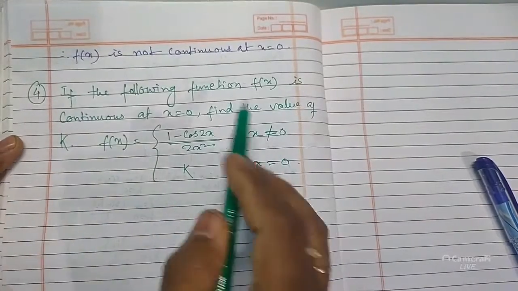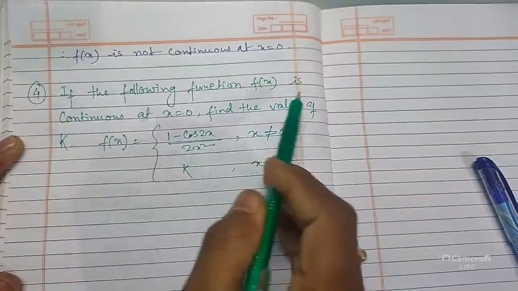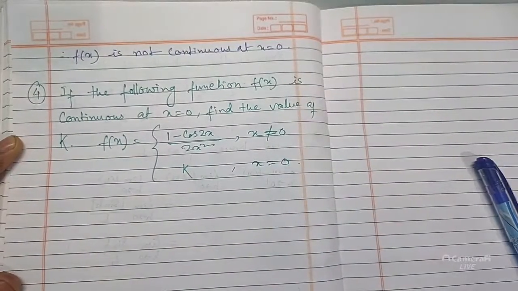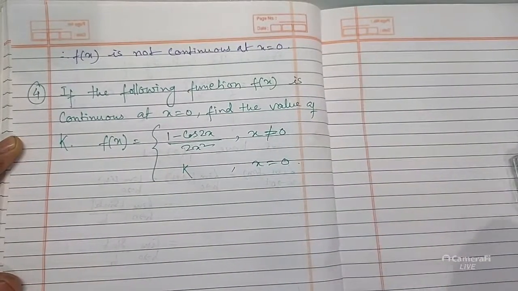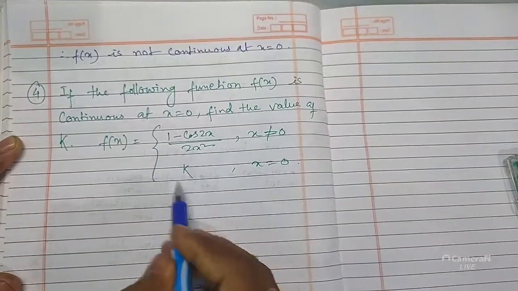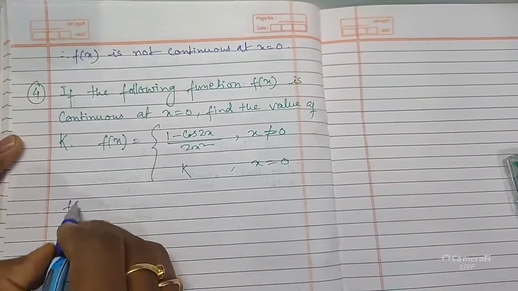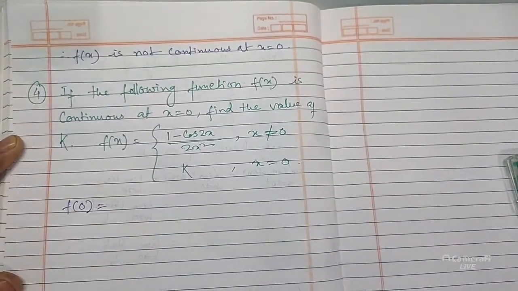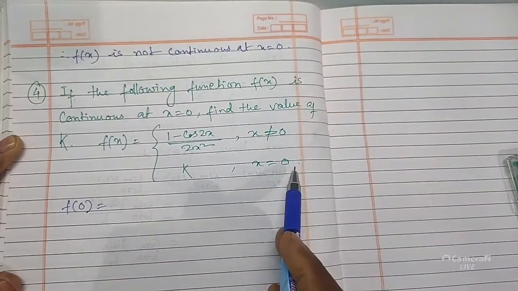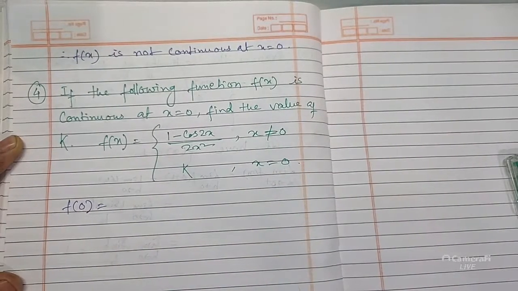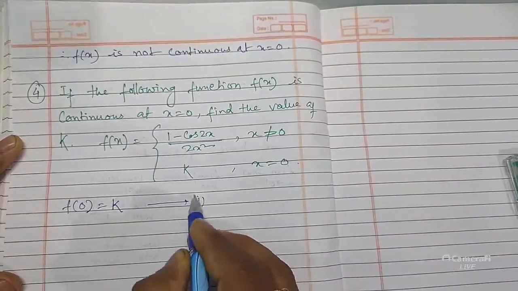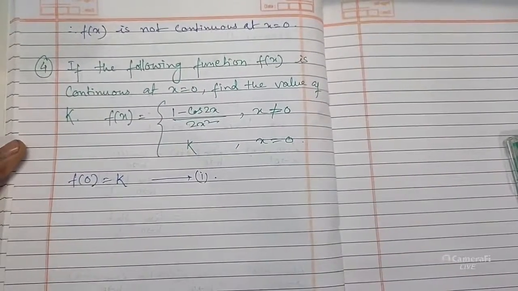Now in this type of question, it is already given whether the function is continuous or not. So it is given that the function is continuous at x equals 0, and we have to find the unknown value of k. In the same method we have to proceed. First, f of 0: what is the value when x equals 0? The value is k. So f of 0 is equal to k. This is number 1.